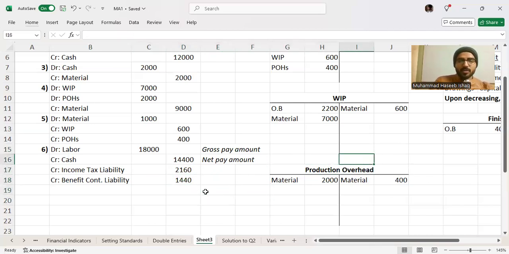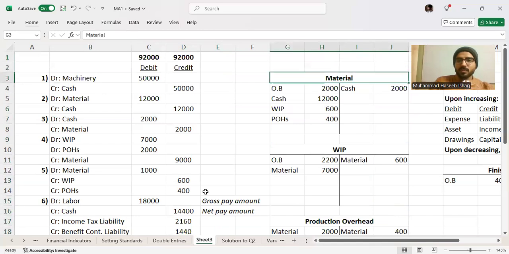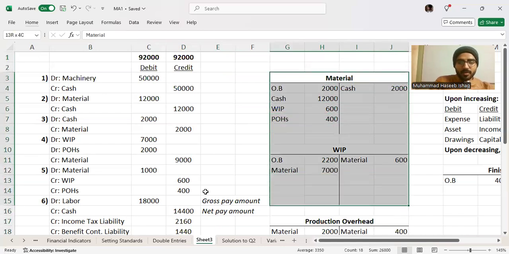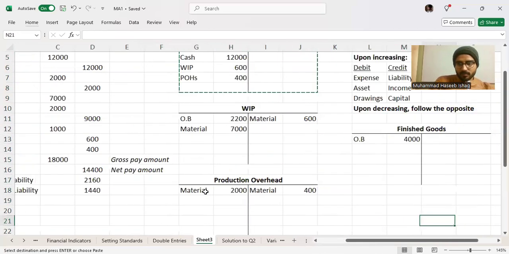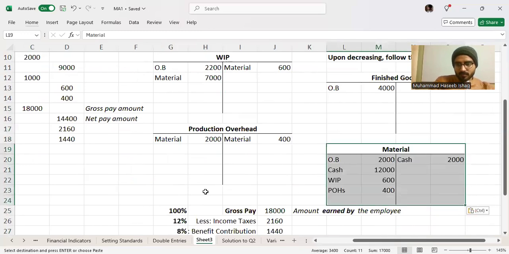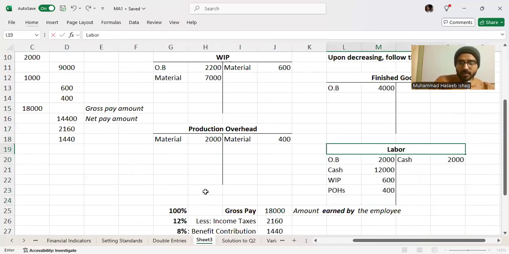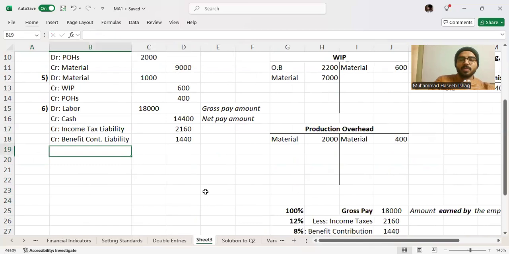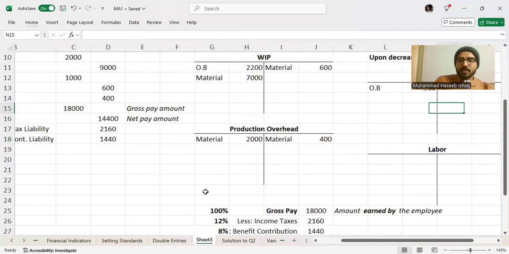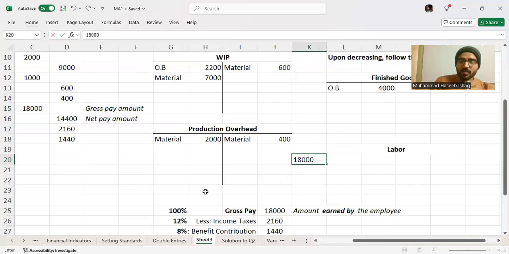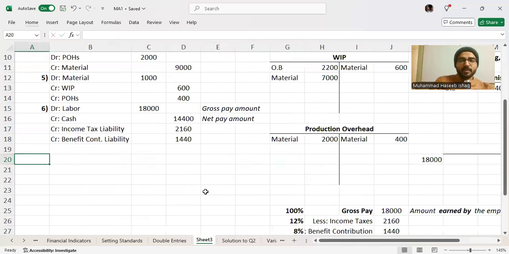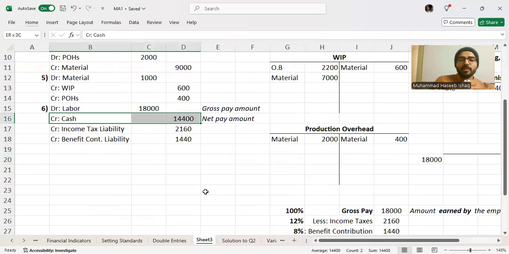So let's put these things on the T account. We have to make the labor account now. Labor account. The labor account is being debited with 18,000, because these are the costs related to employees that were incurred. So how are we going to debit it with 18,000? We are going to write it in 3 lines, because there are 3 accounts that are being credited.